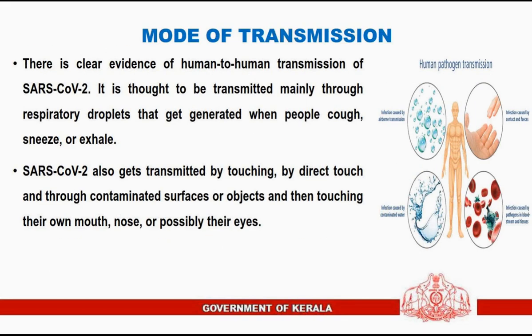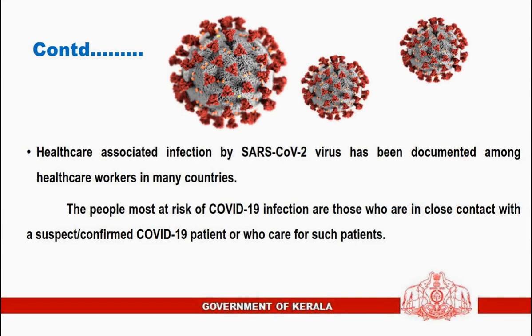Mode of transmission. There is clear evidence of human-to-human transmission of SARS-CoV-2. It is thought to be transmitted mainly through respiratory droplets that get generated when people cough, sneeze, or exhale. SARS-CoV-2 also gets transmitted by direct touch and through contaminated surfaces or objects, and then touching their own mouth, nose, or possibly their eyes.